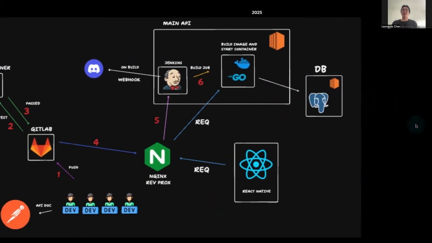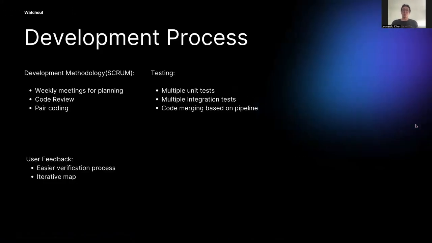And I want to talk a little bit about the development process. So we used a Scrum development process. So we had weekly meetings for planning, and we also had code reviews and pair coding. And when it comes to testing, we only have tests for the backend. So me and Austin both are in the backend. We wrote multiple unit and integration tests, and when it comes to the backend, the merging process all depends on passing the pipelines.